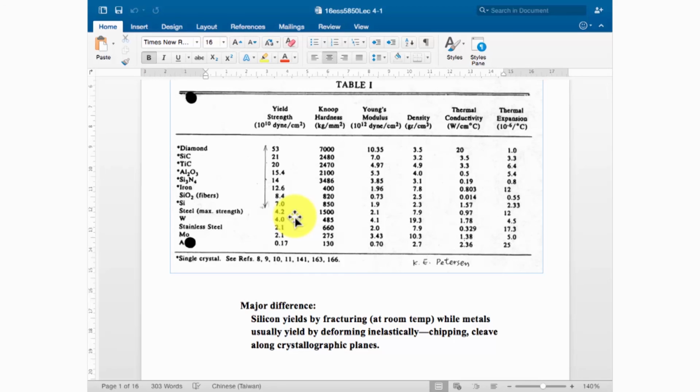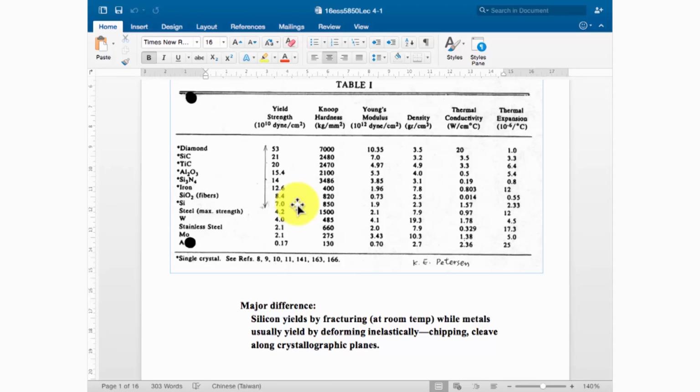So you can see silicon is even stronger than steel in the aspect of yield strength. You need to put much more stress, twice as much stress as steel. The steel is already broken, but the silicon still remains there. So in yield strength, silicon, out of your mind, is stronger than steel.